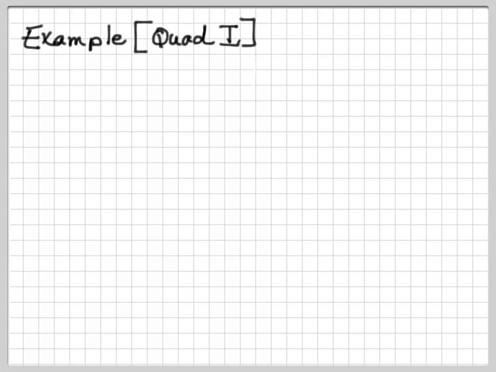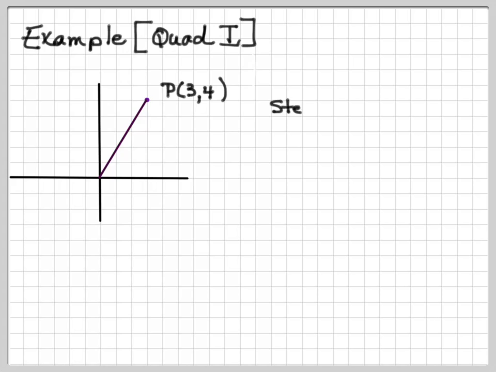Let's look at an example using real numbers, and we're going to keep this in quadrant 1 again. So I'm going to pick the point 3, 4. And I'm actually going to plot that point 3, 4. And I'm going to show you some steps that you need to follow in order to work this example and the examples that we're going to do from quadrants 2, 3, and 4.